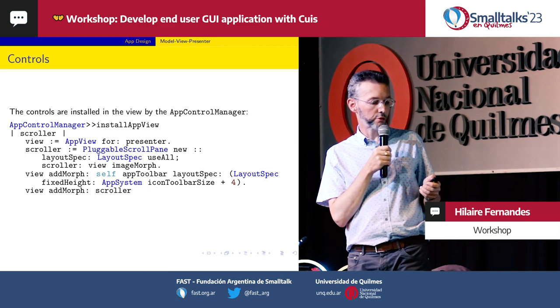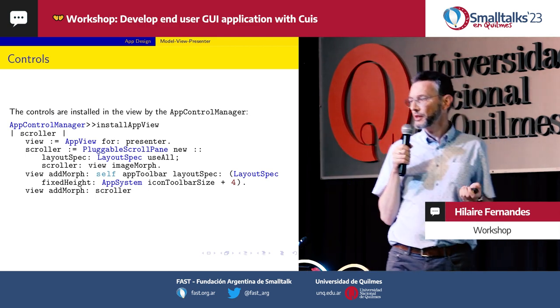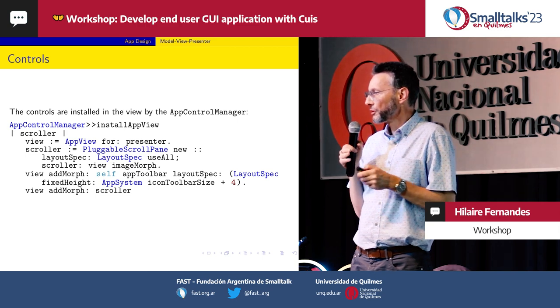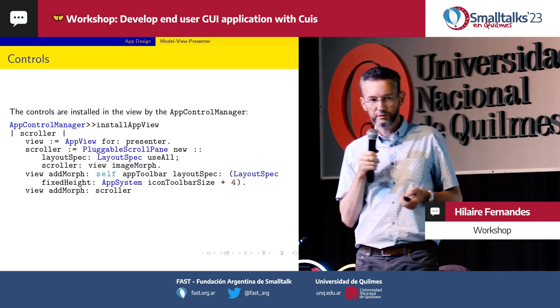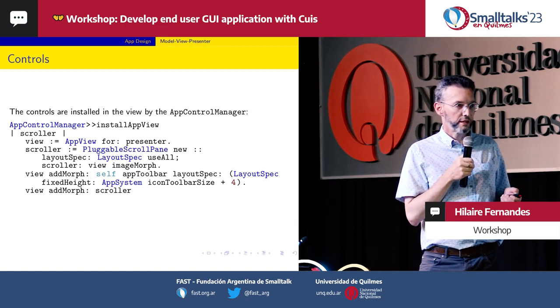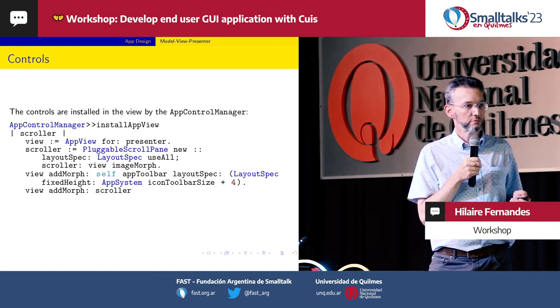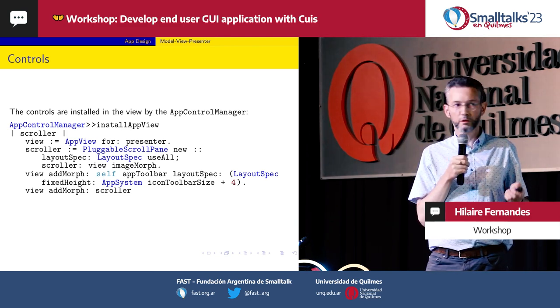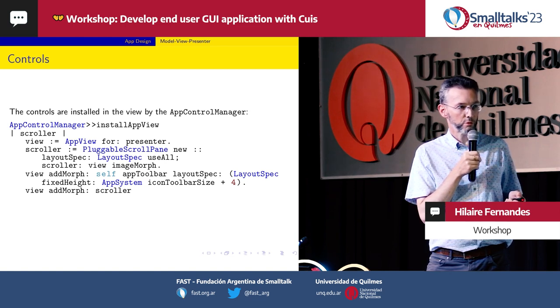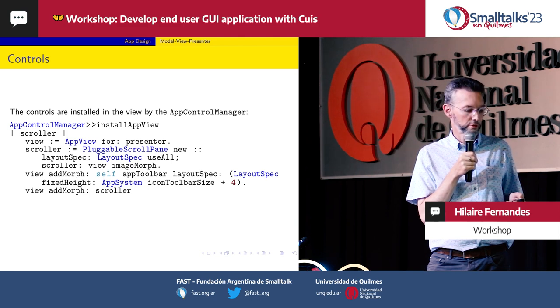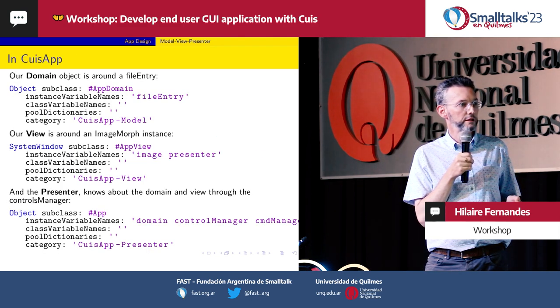So when we're in the control manager, there is a bit more annoying detail because we are diving in the real construction of the UI. That's the boring stuff. This is very specific. Here we have very specific Morph code. So okay, we create the view with this model. Then this is a scroller to be able to scroll the image. To this scroller, we say that the contents will be the image morph from the view. This is the image attribute we saw earlier.